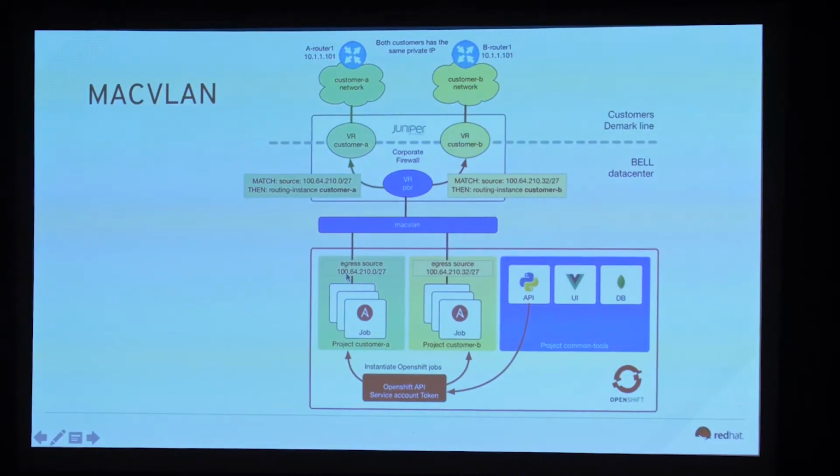So basically, when I have instantiated a job, I just have assigned an IP to it, which in that case is part of a /27 subnet. And that subnet has an action in Juniper that says that subnet uses routing table A.